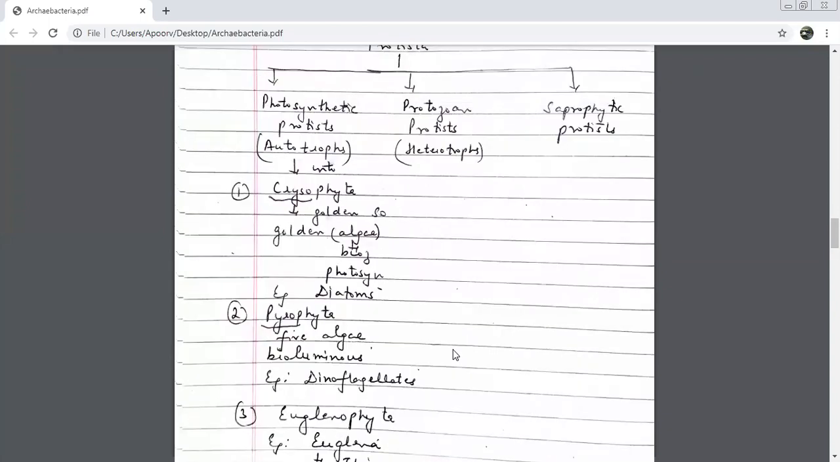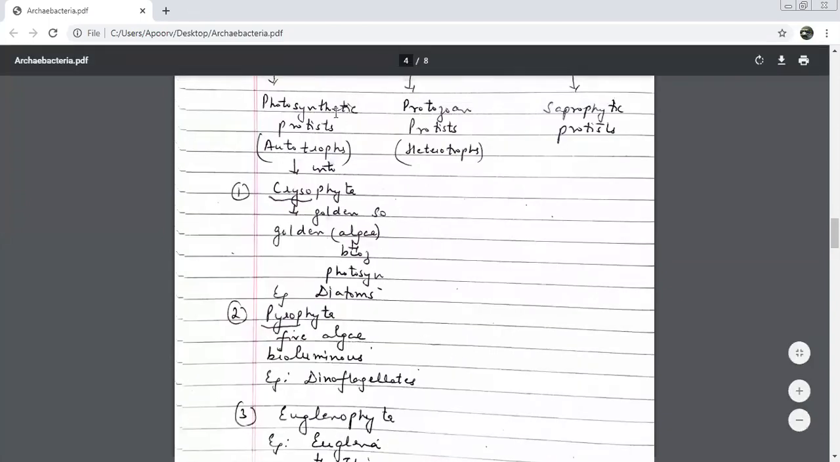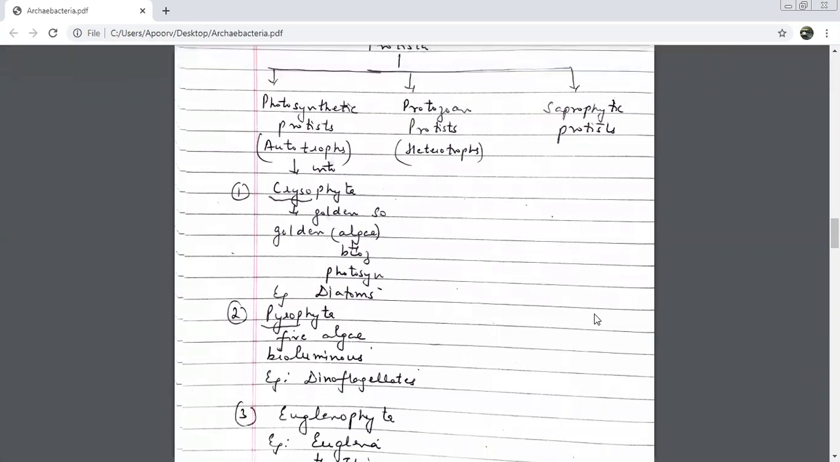Let's do it again. Photosynthetic protists are autotrophs. They are further classified into the first one, that is chrysophyta. They are golden in color, so we call them golden algae. Which one is called the golden algae? Which subcategory? Chrysophyta. Chryso, because they are golden in color. We call them golden algae.